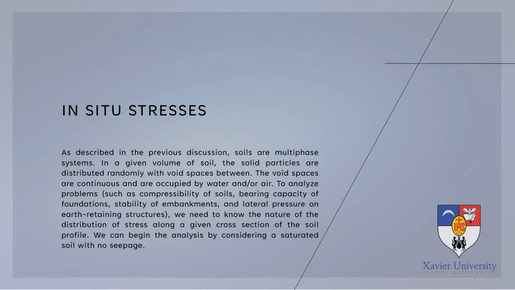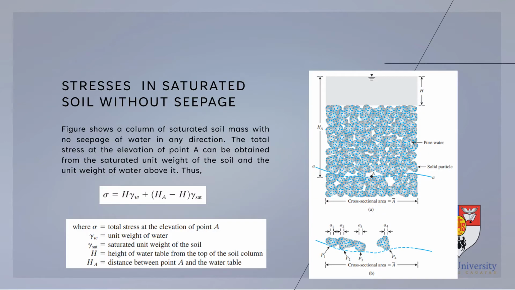To analyze problems such as compressibility of soils, bearing capacity of foundations, stability of embankments, and lateral pressure on earth retaining structures, we need to know the nature of the distribution of stress along a given cross-section of the soil profile. We can begin the analysis by considering a saturated soil with no seepage. The figure here shows a column of saturated soil mass with no seepage of water in any direction.